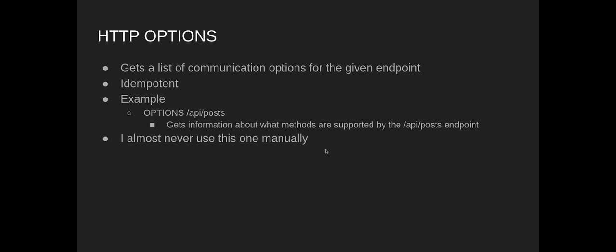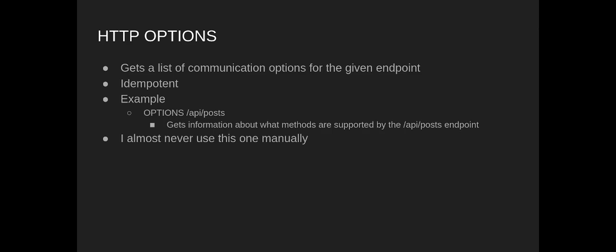HTTP options. It gets a list of communication options for the given endpoint. It's idempotent because it doesn't manipulate anything on the server side. It doesn't really return any specific resources. It's like a metadata call for the endpoint. An example is options API/posts, and that's going to get information about what methods are supported by the API/posts endpoint.